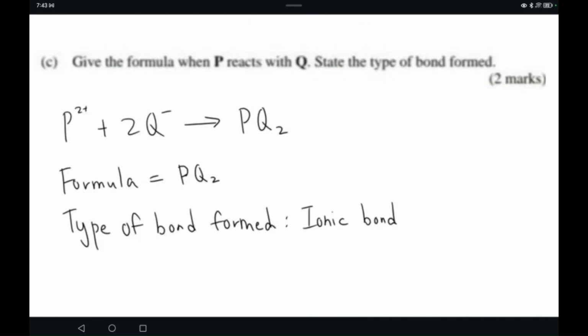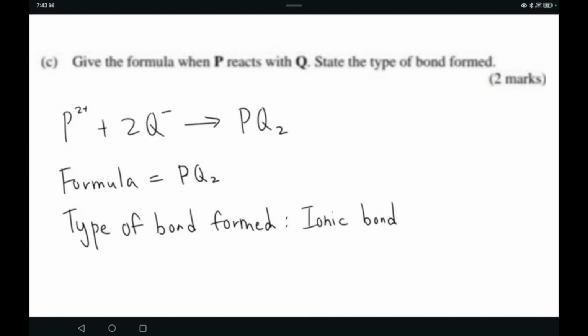So the last question. Give the formula when P reacts with Q. State the type of bond formed. Before we solve this question, we need to write down the equation. The equation when P reacts with Q is P2+ reacts with 2Q minus, and PQ2 is the final product of the chemical reaction. So we just write down PQ2 as the formula. Then we proceed to the next part, which is to state the type of bond formed.